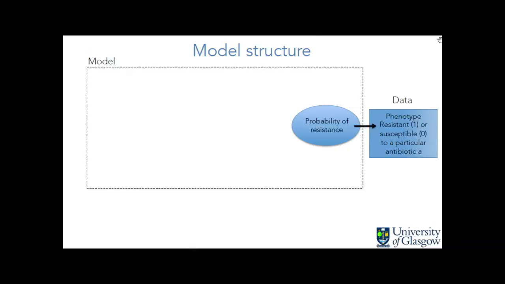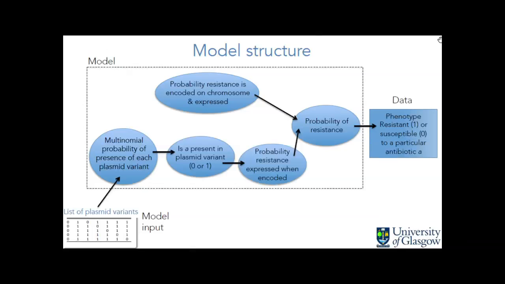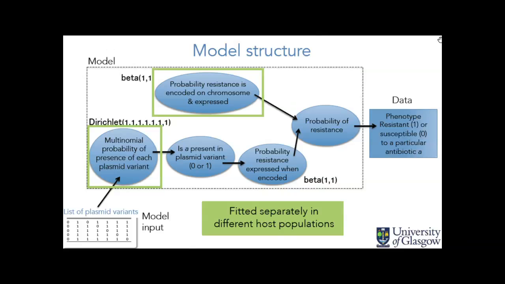So we have our data on resistance or susceptibility to a particular antibiotic and model the probability of resistance. This can depend on the probability that resistance is encoded on a chromosome and expressed. We can also feed in a list of potential plasmid variants, and then within the model estimate the probability that each of these is present. So this links to the probability of a particular resistance based on whether or not that resistance is encoded in the table for that variant. And if it is, it can either be assumed to be expressed or that can depend on a probability. The probabilities have flat priors and are fitted separately in the different host populations.